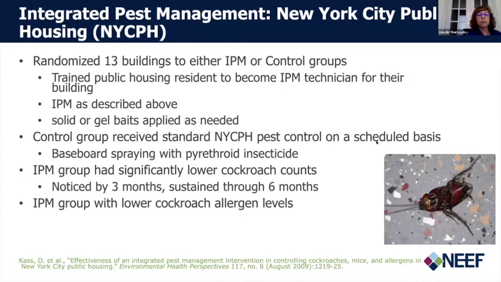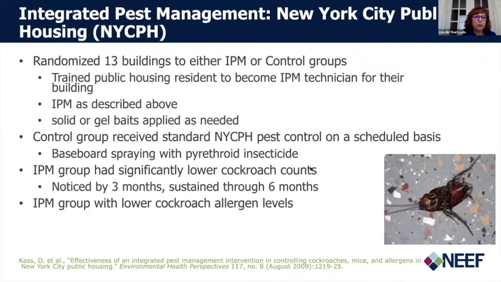The IPM group had significantly lower cockroach counts noted by 3 months and sustained through 6 months. And just to give you an idea how bad the cockroach problem was in the New York City Public Housing Department, about a third of apartment owners had over 100 cockroaches that they trapped per week in these traps.